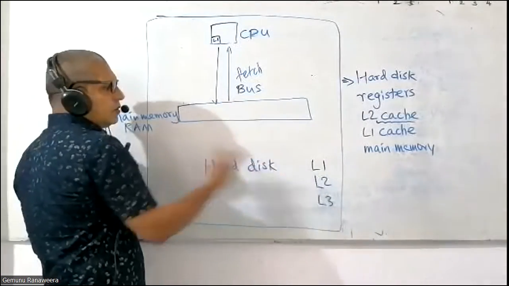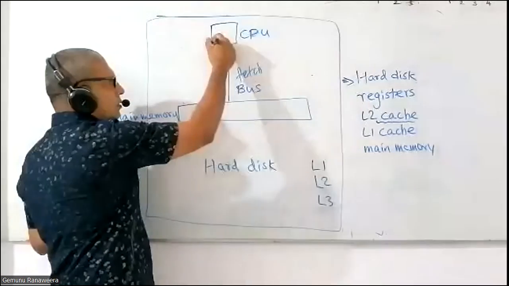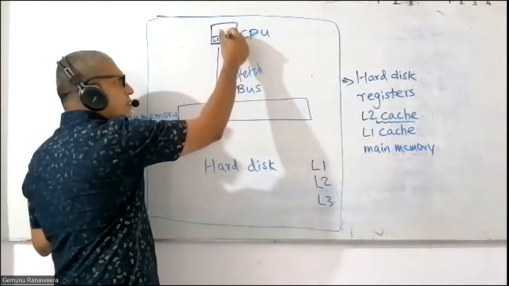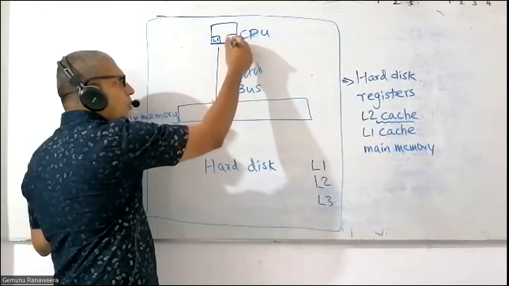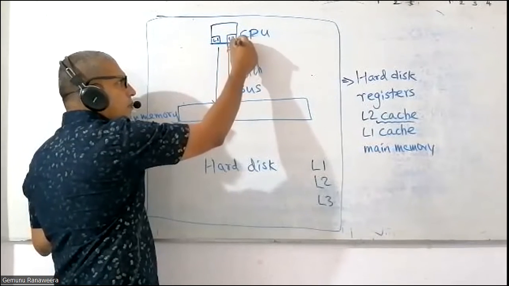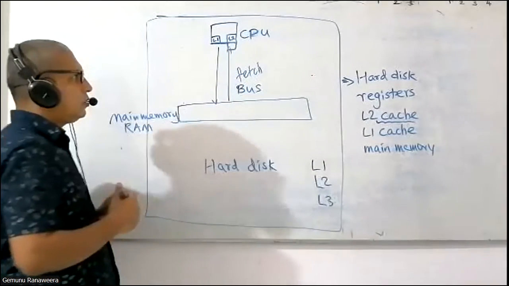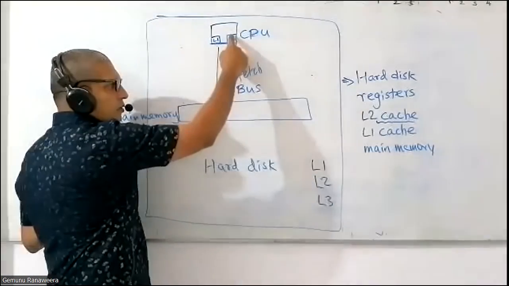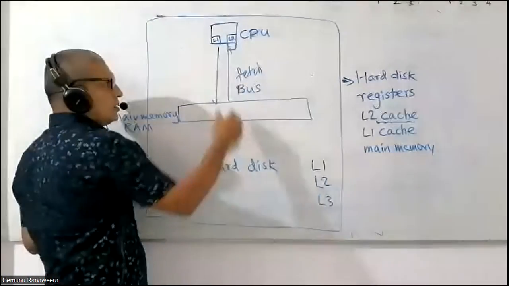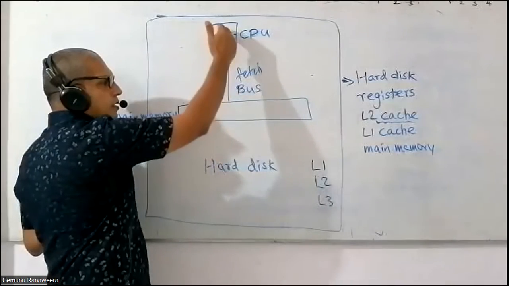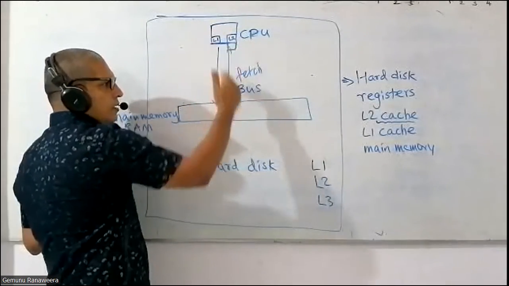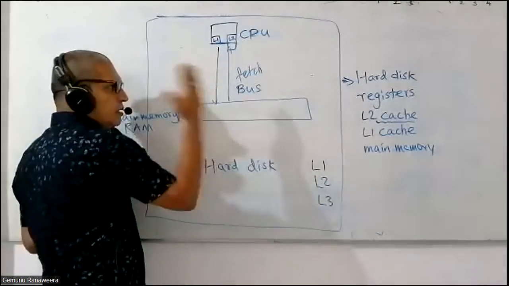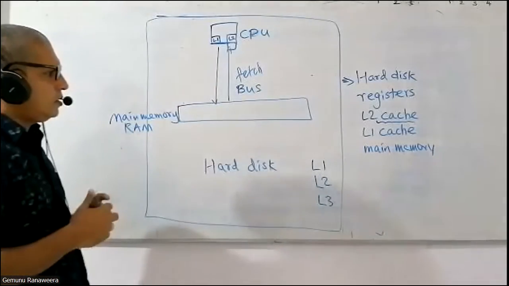Then there is the L2 cache. The L2 cache is located either inside the CPU chip or on the motherboard, very close to the CPU. The L3 cache is again located in between the CPU and the RAM.